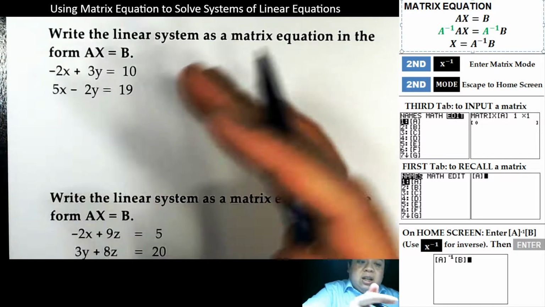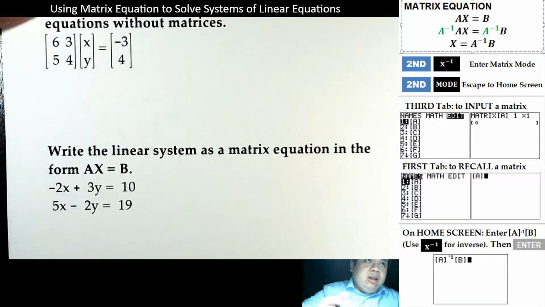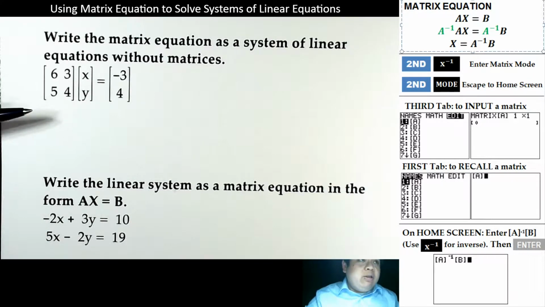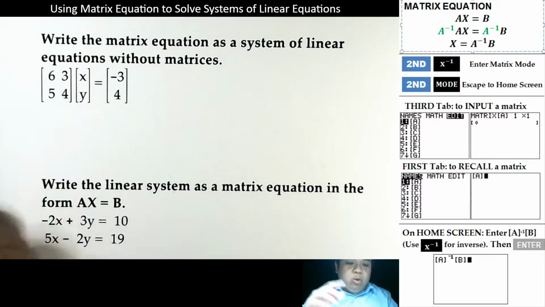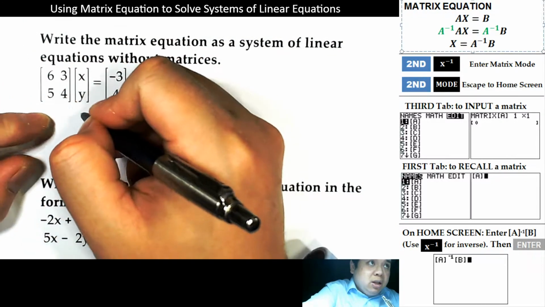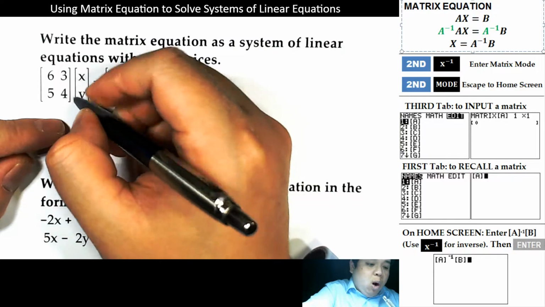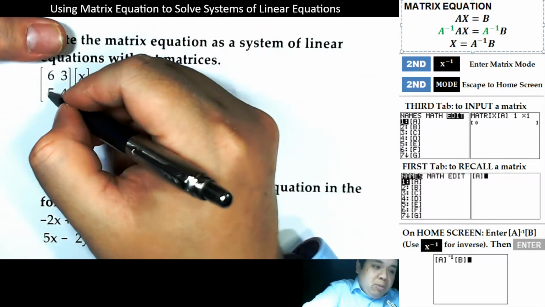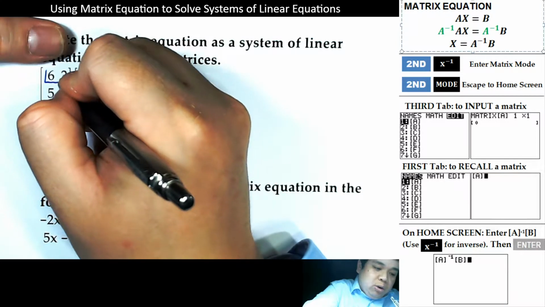To do that, let's look at the problem in the opposite direction. Let's say we have the matrix equation. Now we try to rewrite that as a system of linear equations. This is a 2 by 1 matrix. 2 by 2 times 2 by 1 will give us a 2 by 1 result. So we just multiply these two matrices.